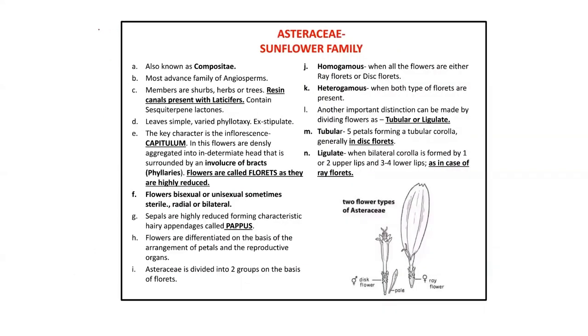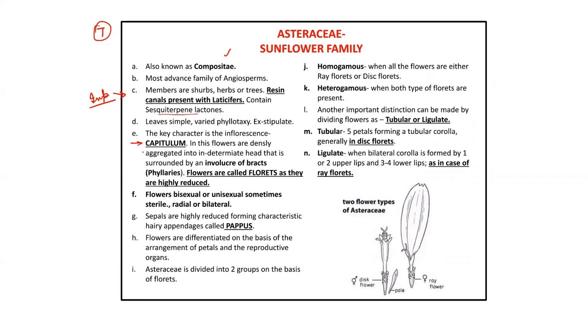So let us talk about the seventh family, important family, and that is Asteraceae, which is also called as sunflower family. The old name is Compositae, and it has got the members which are shrubs, herbs, or trees, and they have got resin canals, which is very important. With the laticifers are also present in the resin canal, so that is important. Then sesquiterpene lactones is present inside these laticifers. This is also important. Then the inflorescence is capitulum.